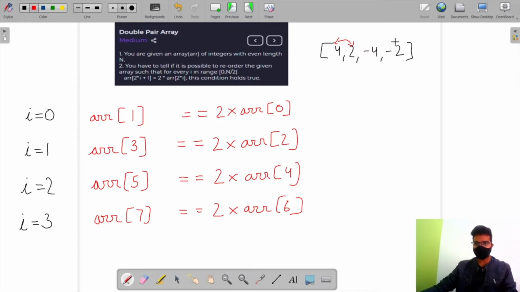So here it is -2 and -4. So yes, they also make a pair. Are you getting me why they make a pair? Because 2 double is 4 and -2 double is also -4. Right. Let's see more cases here.